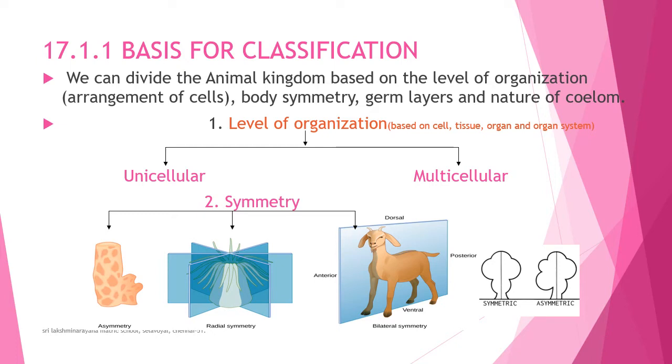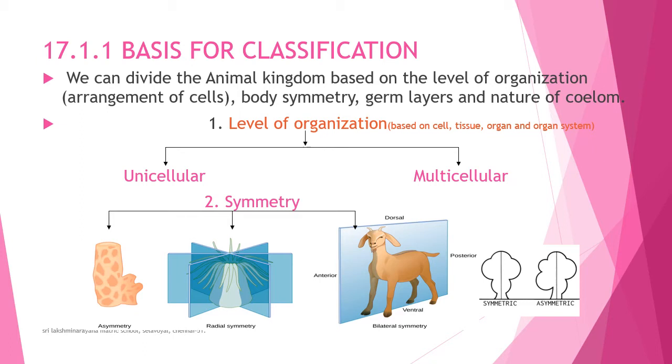Second one, symmetry. The animals are also classified based on their body symmetry. They are asymmetry, radial symmetry, bilateral symmetry. What is symmetry? It is a plane of arrangement of body parts.